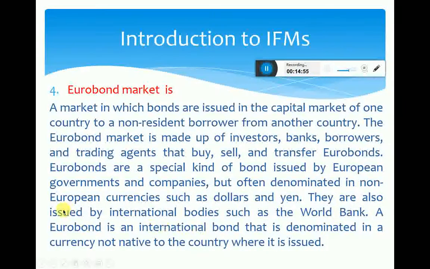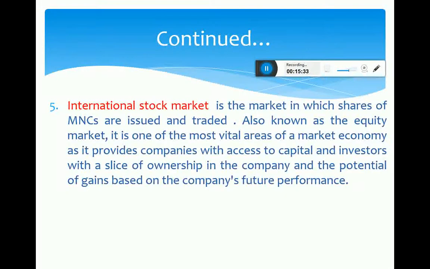A Eurobond is an international bond that is denominated in a currency not native to the country where it is issued. For example, the bond belongs to European countries or the World Bank, but it is not issued within Europe. It is issued to international investors, international borrowers, and international trading agents who are not native to that bond holder or bond issuer. Understood?